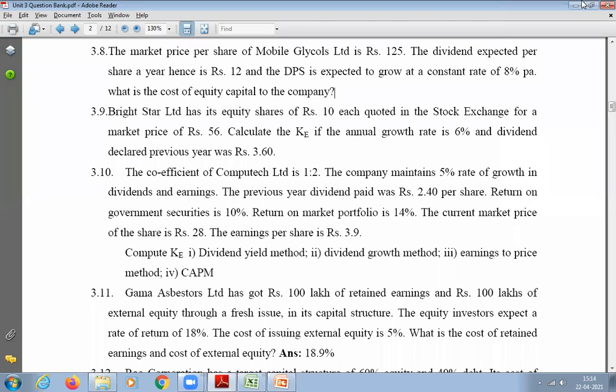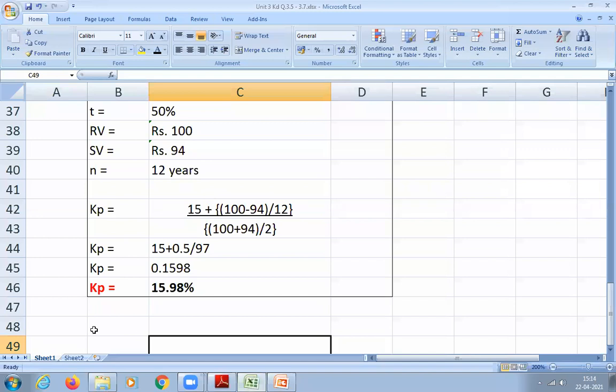So tell me now which model will be applicable for this question. Whether you're going to use the CAPM model, or the dividend growth model, or the EPS model. Dividend growth model. Yeah, dividend growth model. Okay, so we will discuss simultaneously now.